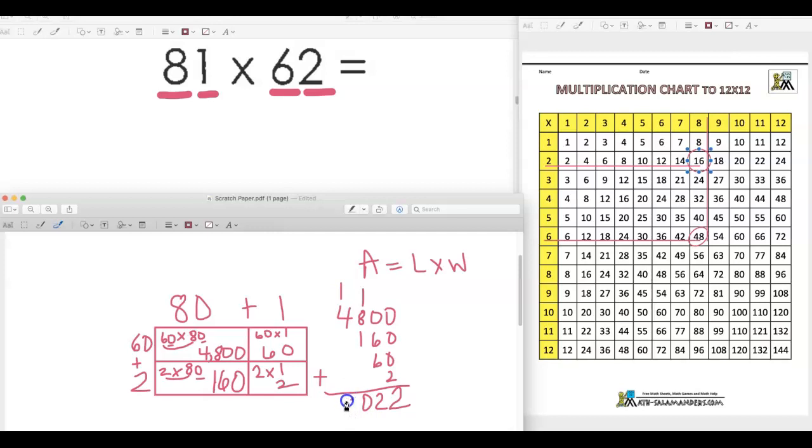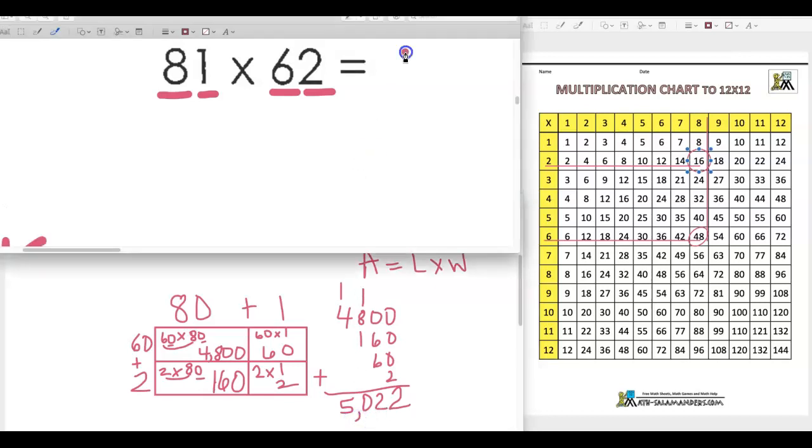1 plus 4 equals 5. Count your digits, 1, 2, 3. Put your comma, 5,022. 81 times 62 equals 5,022.